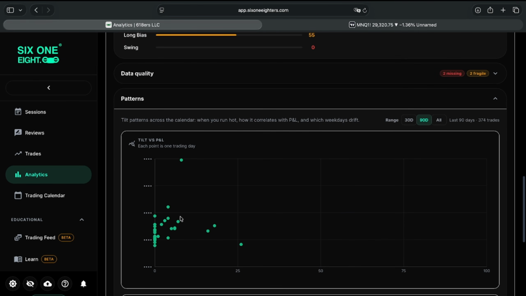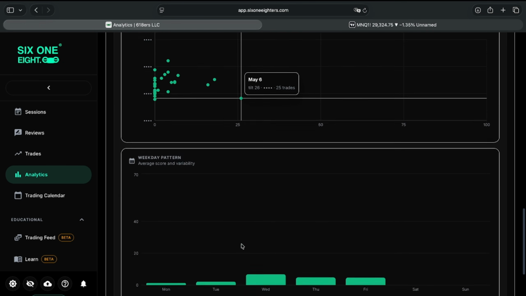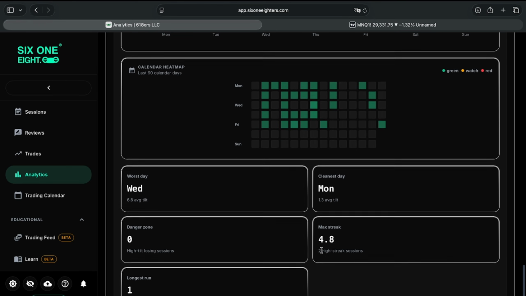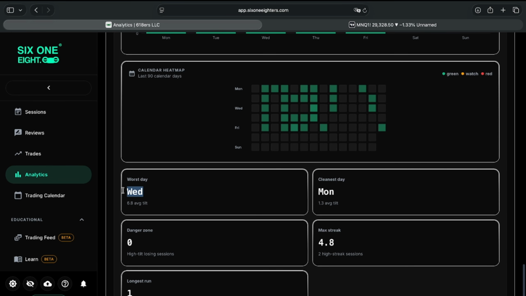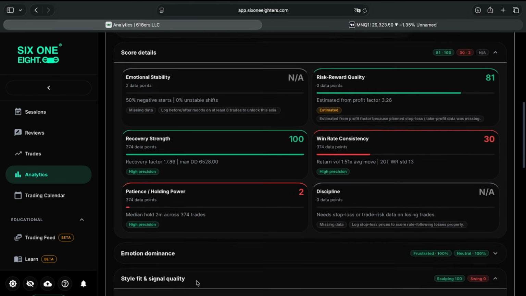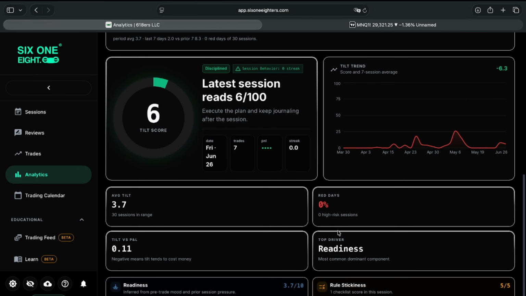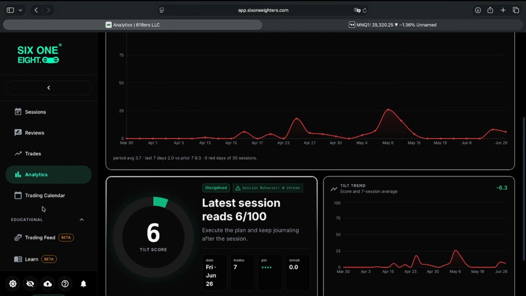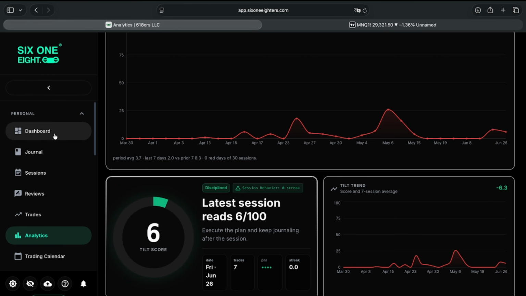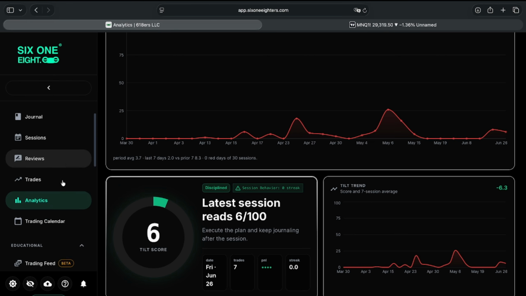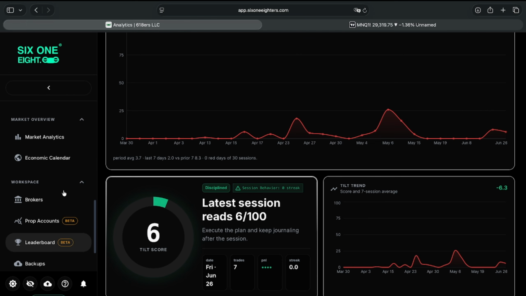We can also see, for example, tilt versus P&L. How much tilt did I feel? For example, here I still was green. You can see that the worst days are usually Wednesdays, and the cleanest days are Mondays. You can also look at your tilt score, and this is all connected together. And this is basically it for now.